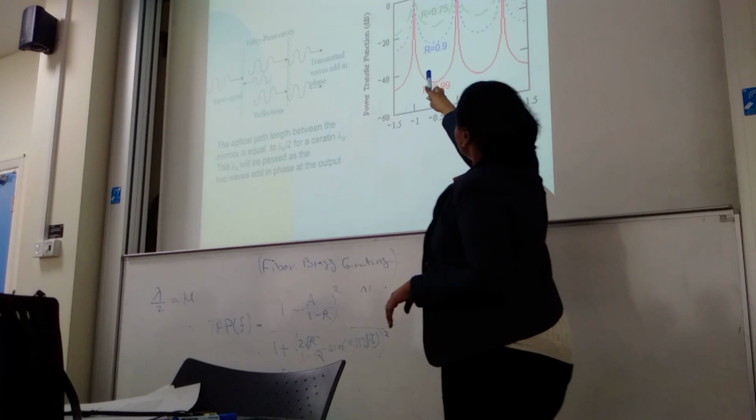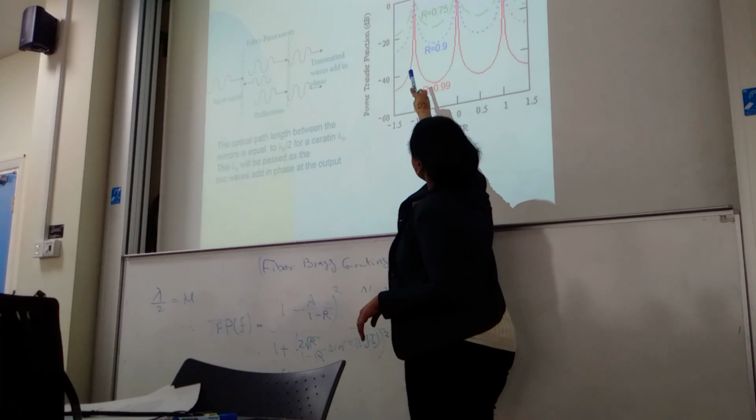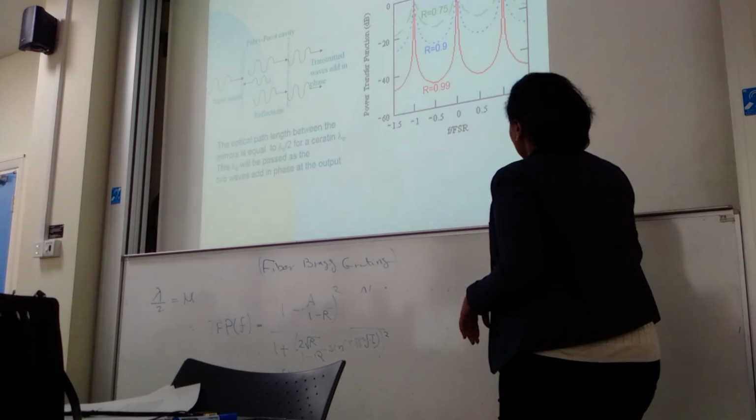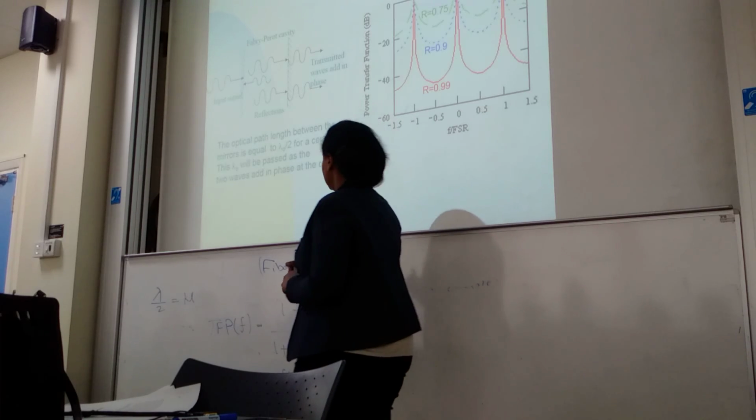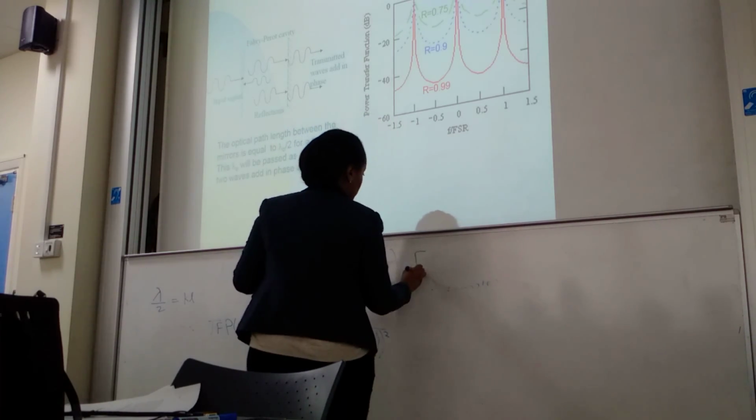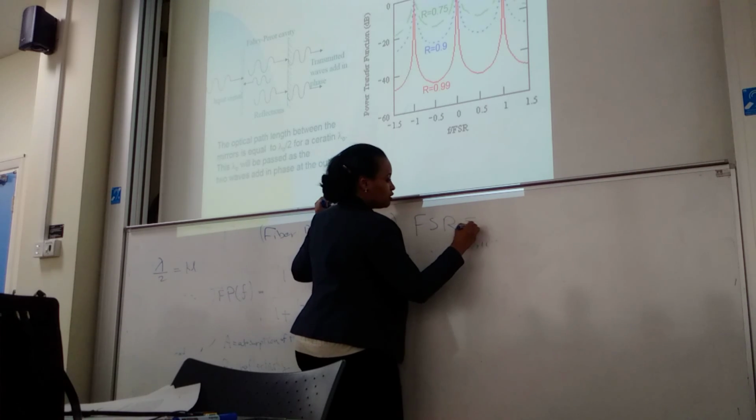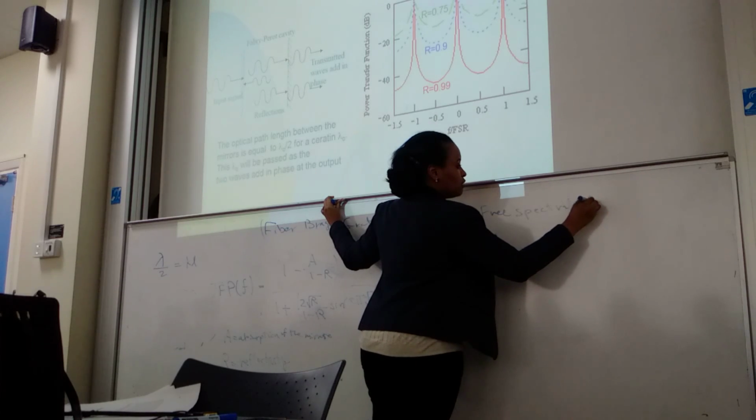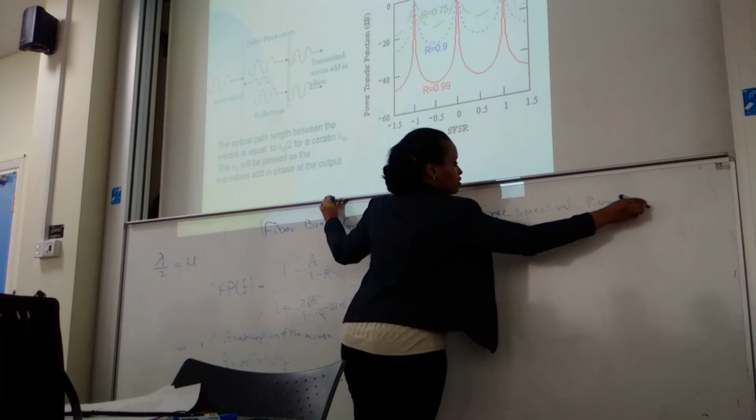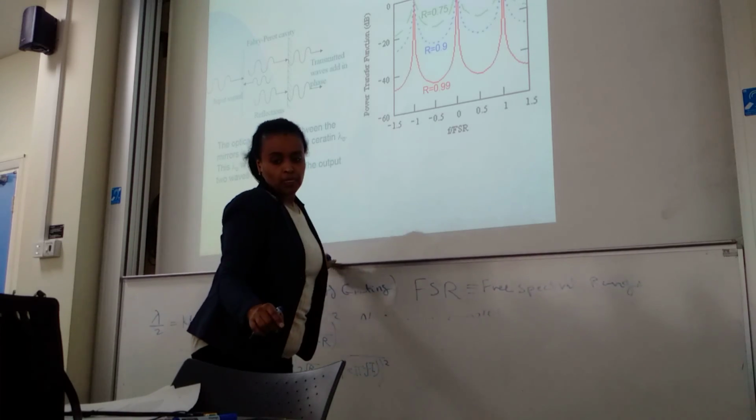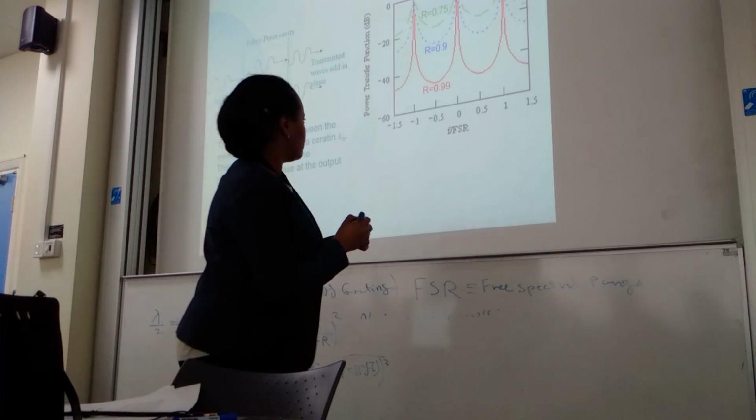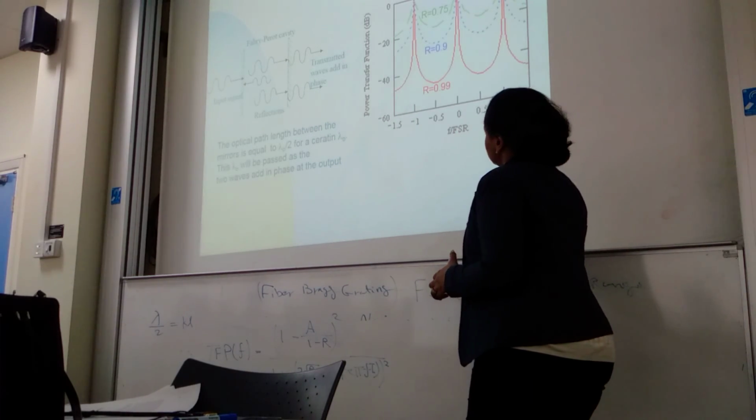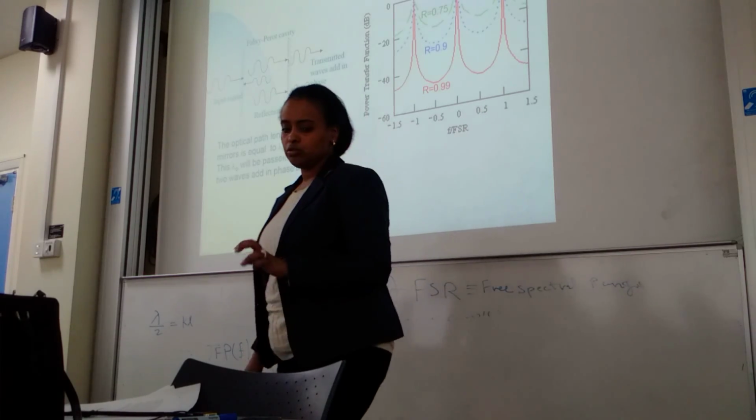We refer to the distance here between the two passbands of the filter as the free spectral range, FSR, this is what you see here. There is a bit more to say about this Fabry-Perot filter, but we will discuss it tomorrow.